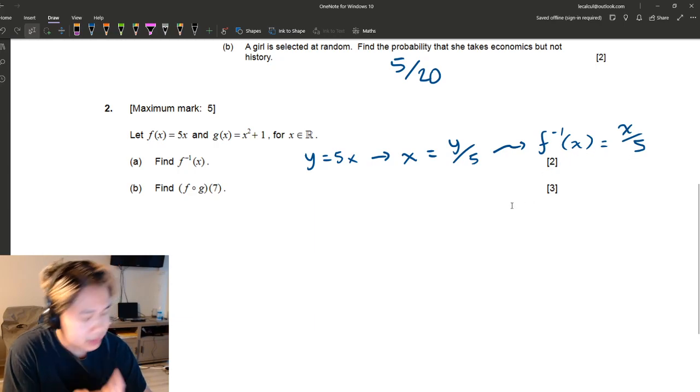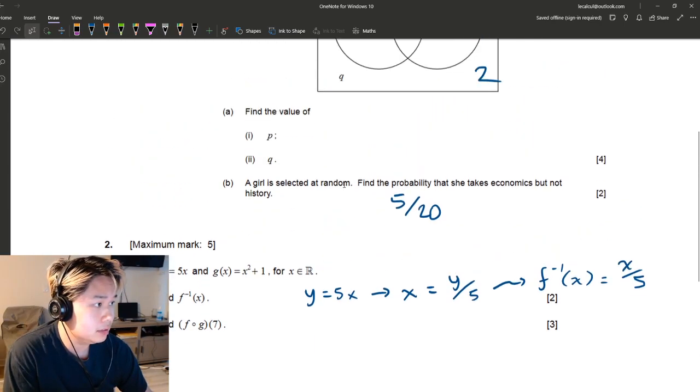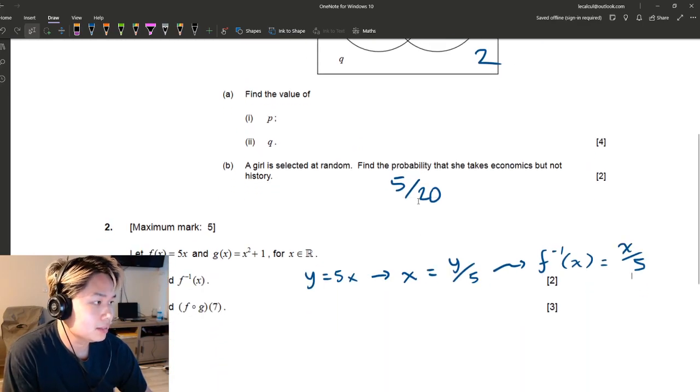Nice. I mean, it just makes sense for probability because, like, you know, this is out of 20 people. So it makes more sense to say 5 people out of 20 than it is to say a quarter of the people.